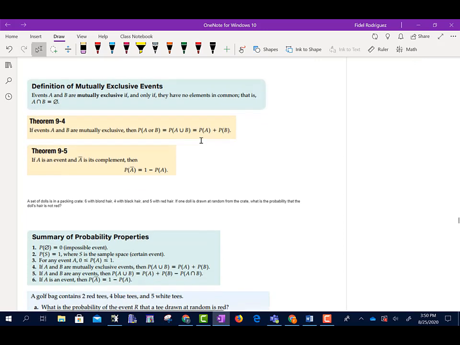So, mutually exclusive events. It says the events A and B are mutually exclusive if and only if they have no elements in common. And if they don't have any elements in common, then the probability of A or B would be the probability of A plus the probability of B. And it says here, if A is an event, then A bar, the way we read that, guys, is its complement. So the probability of A bar is going to be 1 minus the probability of A.